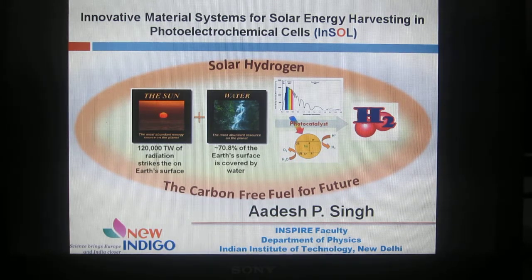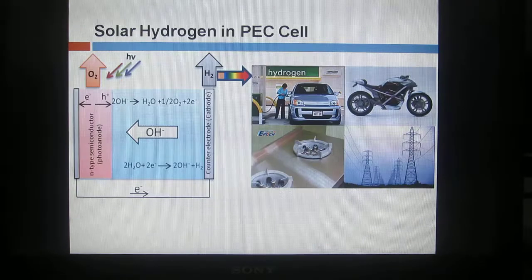But as water is transparent to the UV and visible part of solar radiation, a material medium is required that can absorb this solar radiation and split water into its constituents. Hence the hydrogen produced in this system will be known as solar hydrogen.